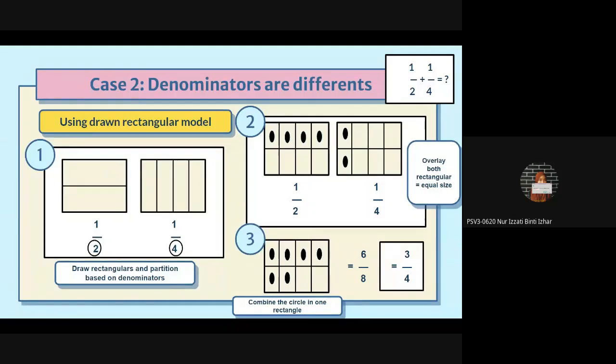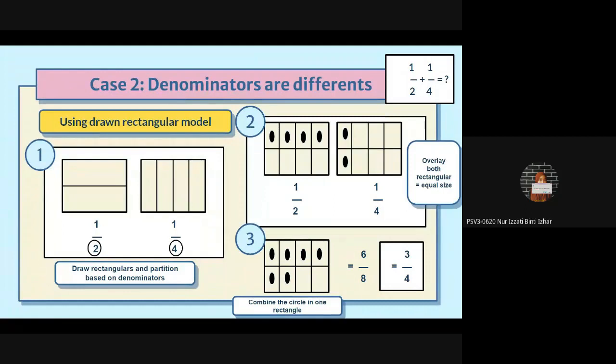Next, we're going to look at how to solve the problem if the denominators are different using the Eldon-Adif algorithm. The method is drawing a rectangular model. So the equation is 1/2 plus 1/4 equals what? For the first step, we represent the denominators of each fraction by drawing a rectangle and dividing it into its respective equal parts. For example, for the first fraction, we draw a rectangle that is divided into halves.